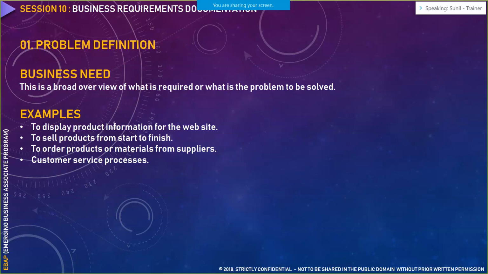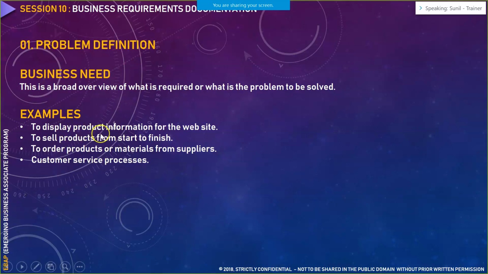So the very first thing that we are going to see in a typical business requirement document is your problem definition. So it gives a broader overview of what is required or what is the problem to be solved. It essentially describes the business need. Business need is the functionality or the outcome the business is trying to achieve with the help of the project. For example, to display product information for the website, or to sell products from start to finish, or to order products or materials from suppliers, or customer service processes. So this is the high level business need.